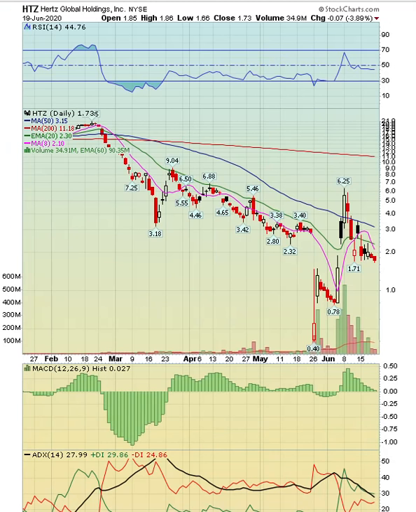Now, another one I'm going to talk about. I wish there were more beaten up stocks that I could talk about because I really don't want to talk about this bankrupt stock, but here we go. Hertz. This one decided it was going to declare bankruptcy.